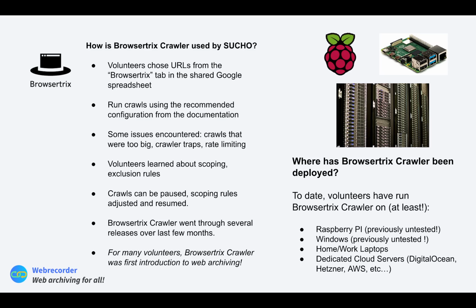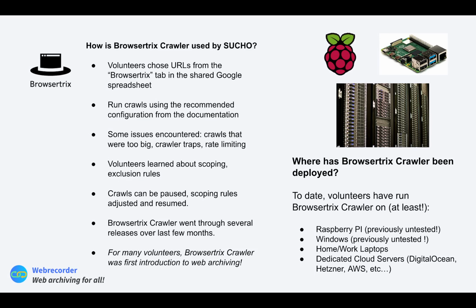So there's a Google Sheets spreadsheet where URLs were submitted. There's a special Browsertrix tab that contains URLs that should be run through Browsertrix Crawler, and volunteers would take URLs from this spreadsheet, and they would run crawls using the recommended configuration from the Sucho Browsertrix documentation. During this process, volunteers have encountered some issues, such as crawls that were too big. They've encountered crawler traps and occasional rate limiting as well with some of the larger crawls.